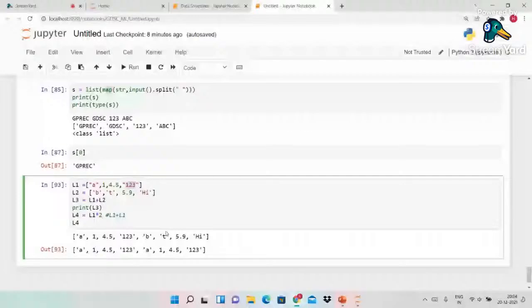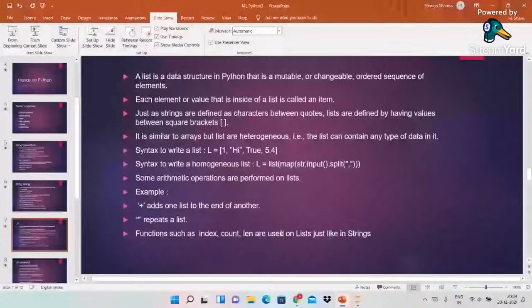So multiplication repeats a list. Functions such as index, count, length are used on lists, just like strings. Okay, this is the assignment for you guys for today. I don't know how many of you did the previous assignment. I asked you all to try all the methods that I discussed on strings, so that you'll understand the purpose of each and every string method. I don't know how many of you did that. Nobody got back to me. But if you understood how the functions index, count, and length are used, the same functions can be performed on lists as well.